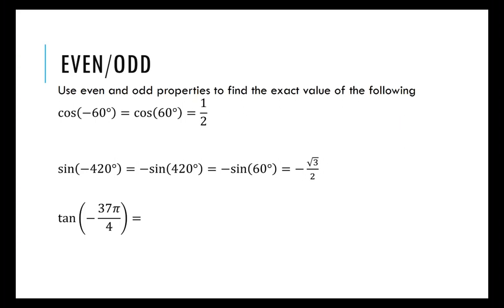Well, we've got tangent of negative 37 pi fourths. That is an odd function, so that's the same thing as negative tangent of 37 pi fourths. Then you can use coterminal angles, and you can find that 37 pi fourths is actually 5 pi fourths. And then negative tangent of 5 pi fourths is negative 1.